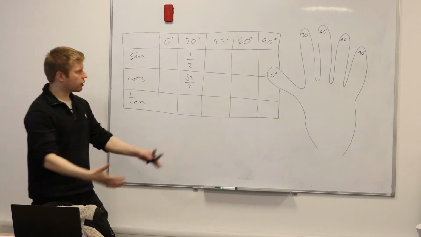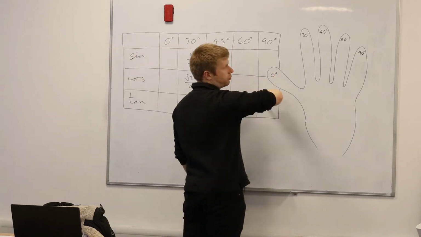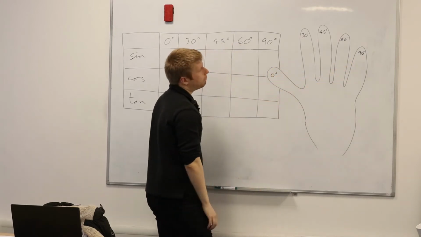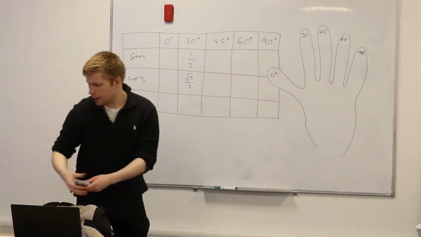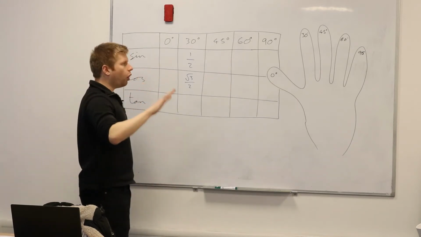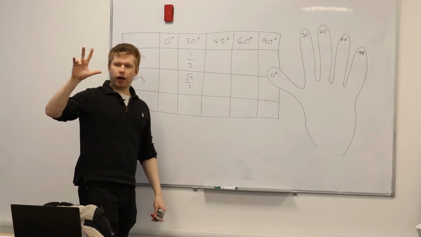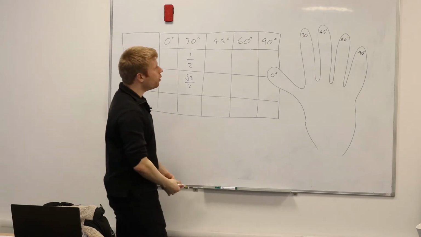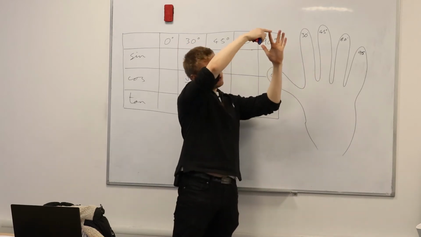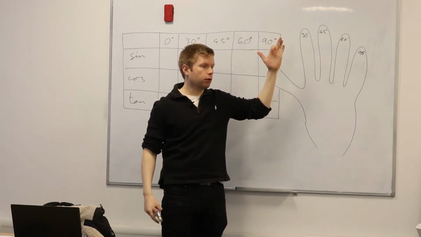Does that make sense? It doesn't really matter whether I start 0 here or here, but it makes sense to put them in order. Now, here is the idea. If I want to find the sine or the cos of a particular angle, I would put that finger down. So for example, if I wanted to find the sine or cos of 30, I would put that finger down. So that's my 30 finger, so I put that finger down.